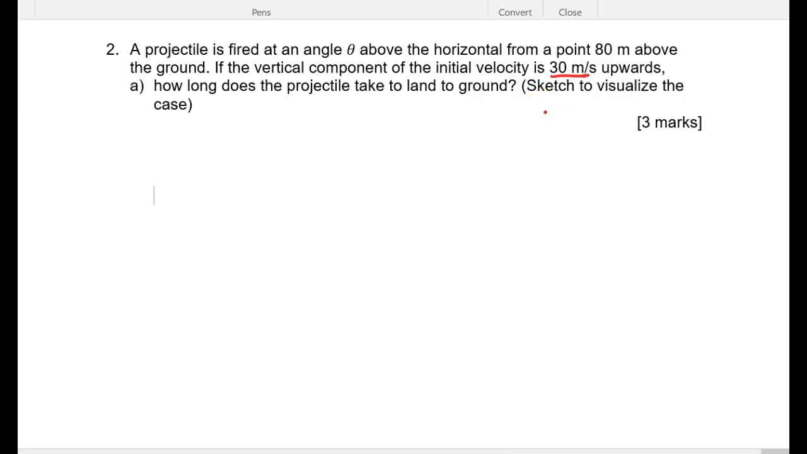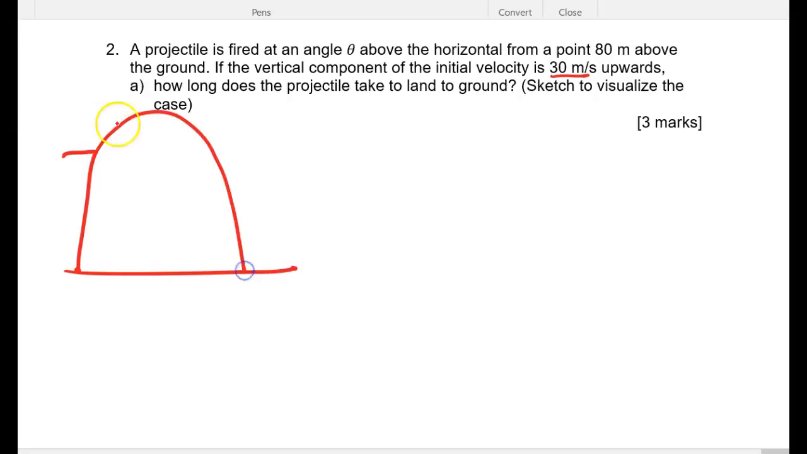So for this case, we can start with a rough sketch. This is the ground. Let's say this is the cliff or whatsoever. You do know that this might be the subsequent picture, and you have launched at a certain angle that you do not know, but this is roughly the picture. So the question asks you, you launch from here, how much time does it take to land here? So you are looking for the time of flight.